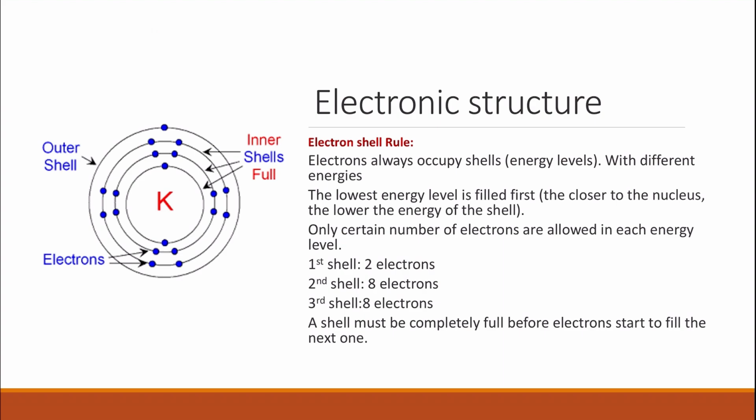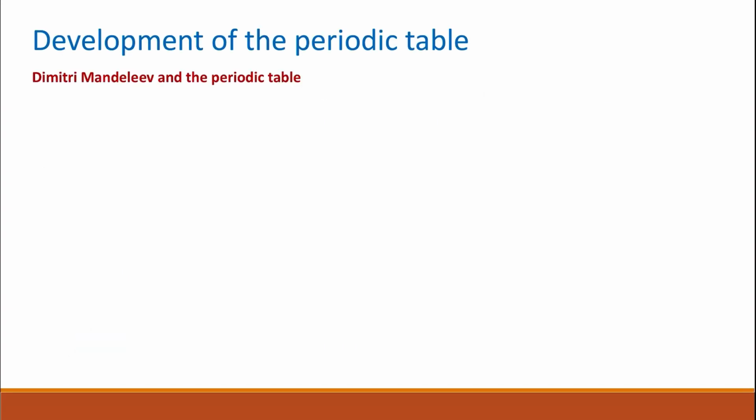The maximum capacity of the first shell is 2 electrons, the second shell is 8, and the third shell is 8. So if you want to write the electronic configuration, for example, for something like carbon, which has 6 electrons, then it's going to be 2 and then 4, because the first one has a maximum capacity of 2, the second one will have the remaining 4 electrons.